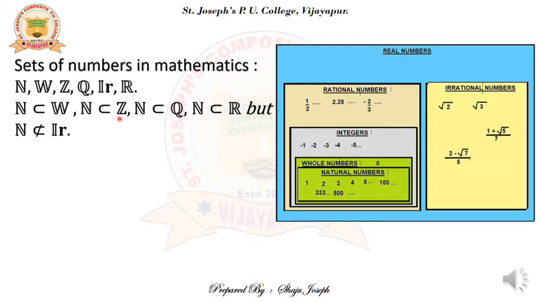That doesn't concern us. So natural number is a subset of integers. Similarly, natural number is contained inside rational number. So you can say natural number is a subset of rational numbers. This natural number is also a part of this big rectangle from outside, that is real numbers. So you can say natural number is a subset of real numbers. But natural number is not a part of irrational numbers.